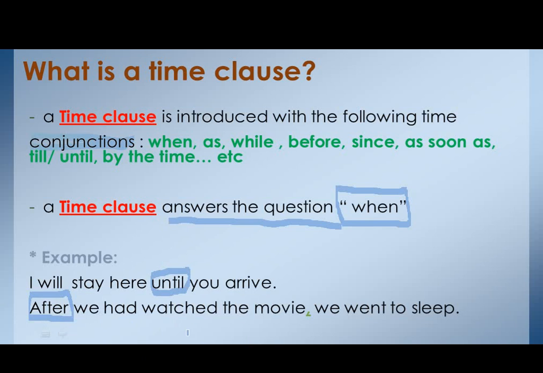Let's come back again to the same examples. Look at the place where until and after are in every sentence. I will stay here until you arrive. Until here came in the middle of the sentence, so you don't need to separate the two halves with a comma. But in the second one, after we had watched the movie, comma, we went to sleep. Because the time word came at the beginning of the sentence, we separate the two halves by using a comma.